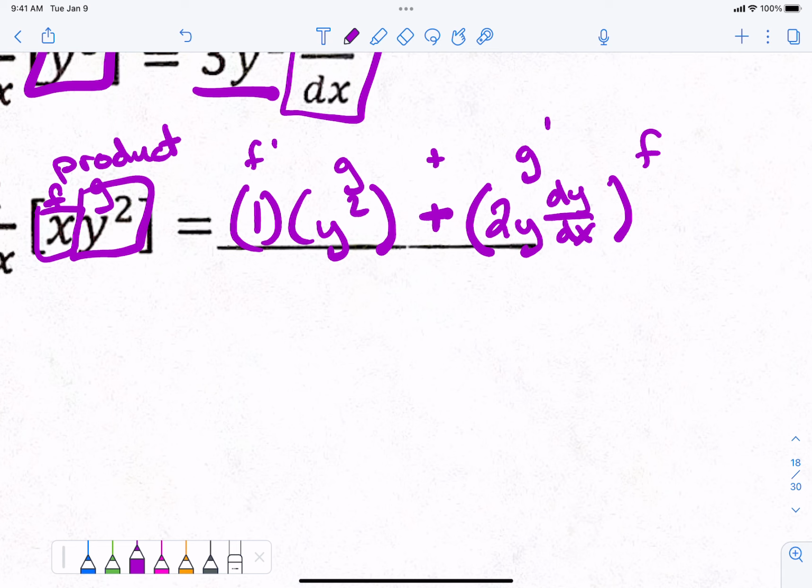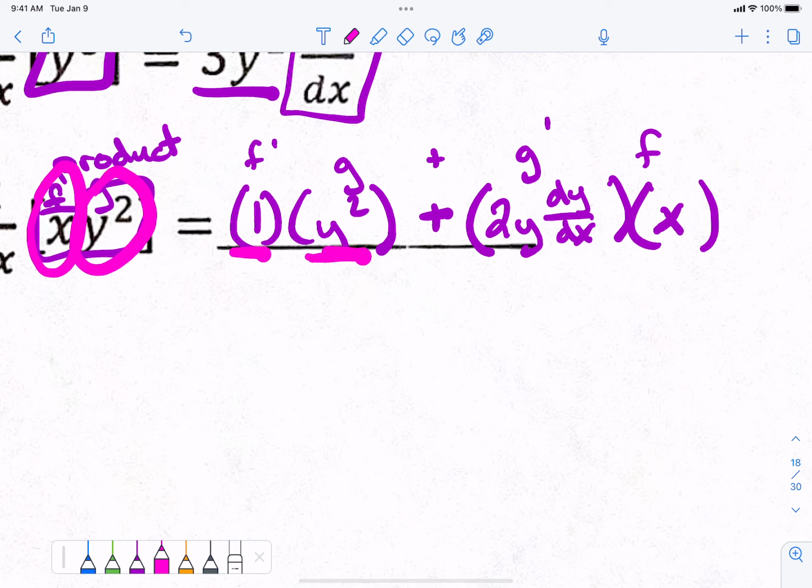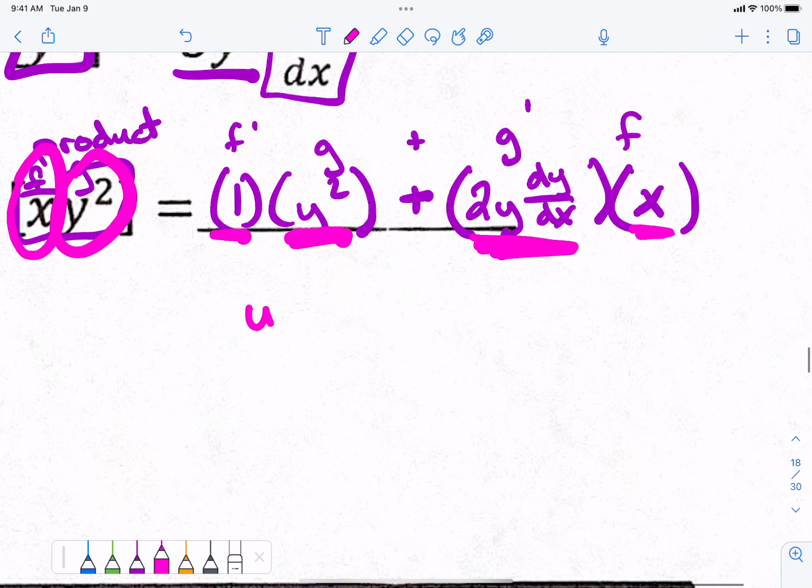Okay? And then what's f? X, right? So, here we go. The derivative of x was 1. G was just y squared. We didn't take the derivative here, right? The next one, g prime, was 2y, but we took the derivative of y, which is 2y dy dx, and then x. Okay? I'm going to write it as y squared plus.